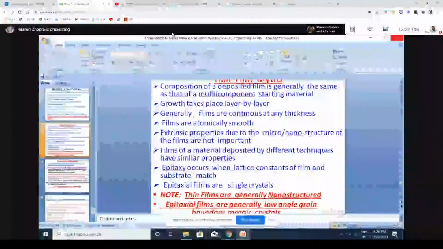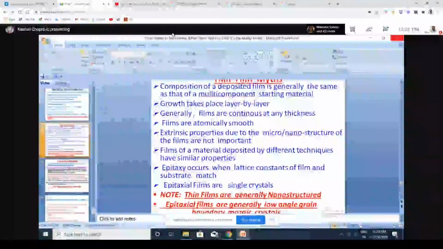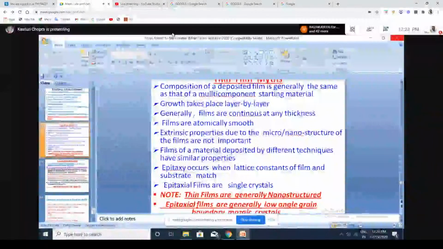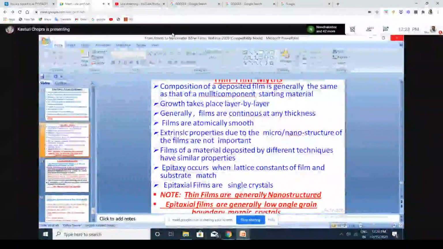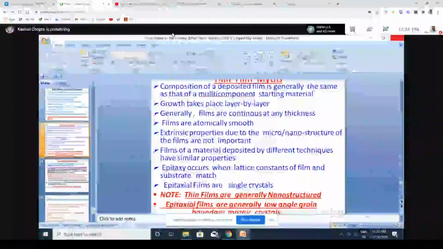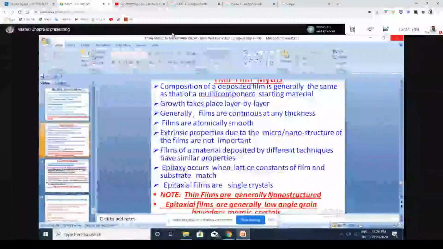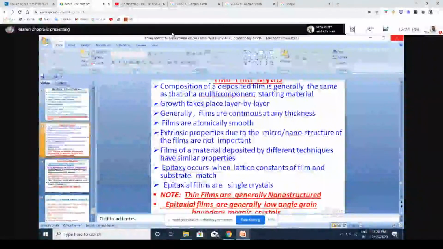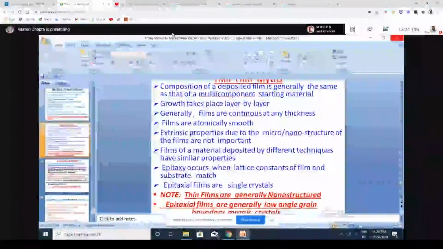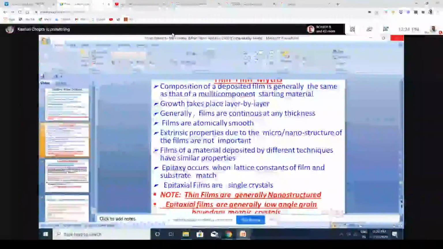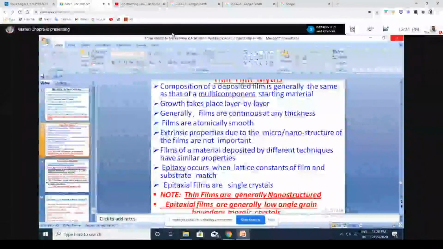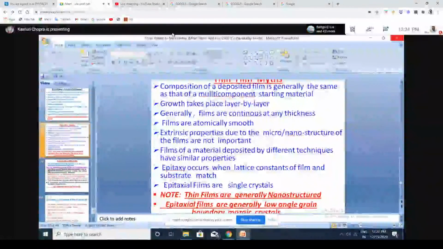Okay. So epitaxy, they say, occurs when lattice constants of film and substrate match. No, not at all. In most cases, there's a lot of mismatch, but then you control how the epitaxy takes place. Epitaxial films, they say, are single crystals. A lot of them call them single. It's not so. Thin films are generally nanostructured. Epitaxial films generally have low-angle grain boundaries. In fact, the largest single crystal in an epitaxial film is in silicon, over 100 microns. You cannot make any more than that. Nobody has ever made a single crystal epitaxial film over a large area. Nobody has done it.